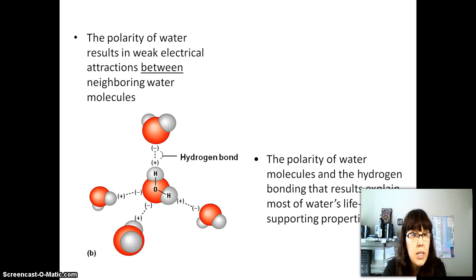So the polarity of water results in weak electrical attractions that occur between the neighboring water molecules. These weak attractions are referred to as hydrogen bonds. And these hydrogen bonds result in most of the interesting life-supporting properties of water.